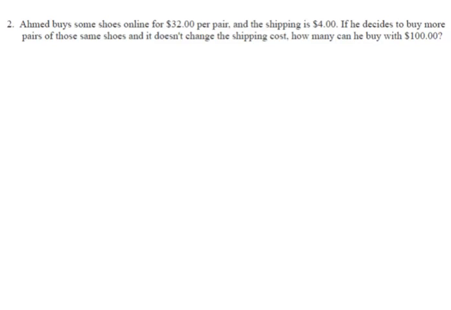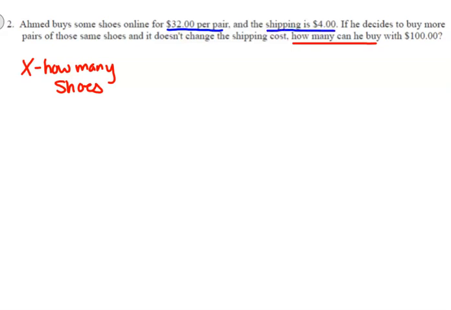Well, so now I need a variable. So for example, like I said, you can pick X every time if you want. You just have to say, what does X represent? Well, I'm looking for how many can he buy. So how many what? Shoes. So X is how many shoes, right? Or pairs of shoes. And so now we got to think about what we know. They're $32 per pair. Shipping is $4, and he wants to only spend $100.